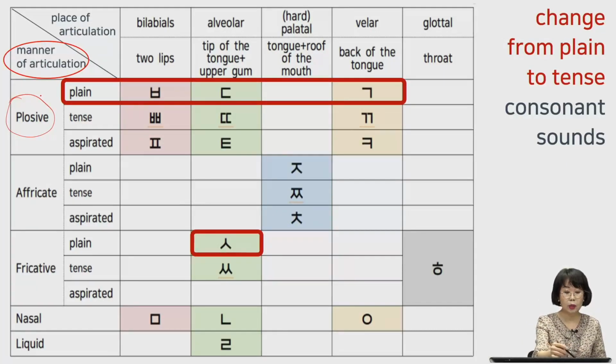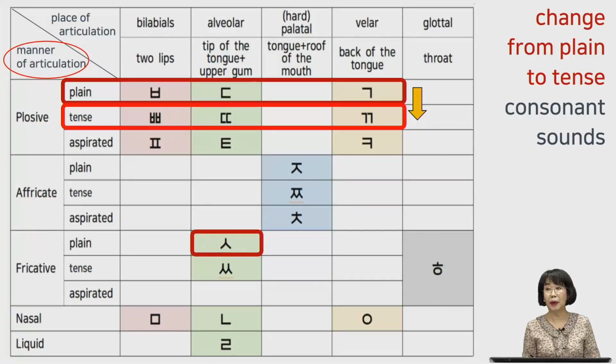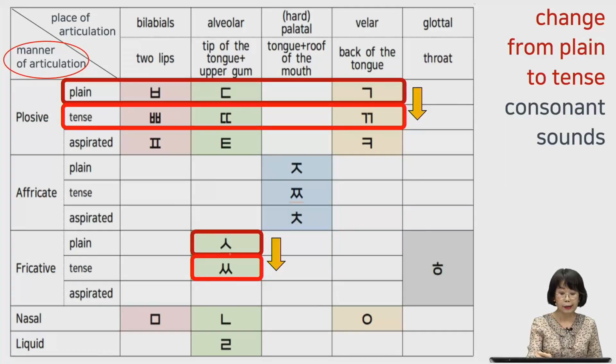There are plosive sounds. It has plain, tense, and aspirated. And there are fricative sounds, and they also have plain and tense sounds. ㄱ, ㄱ, ㄷ, ㄷ, ㅂ, ㅂ. The plain sound, ㅅ, the plain sound of fricative. They change to their tense counterpart. ㄱ, ㄲ, ㄷ, ㄸ, ㅂ, ㅃ. ㅅ also changes to its tense counterpart, ㅆ.